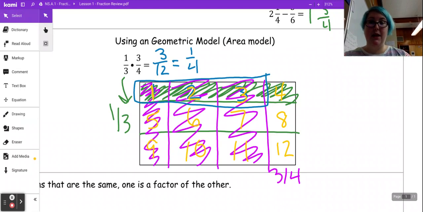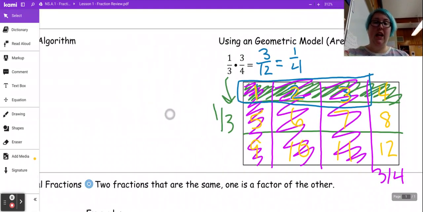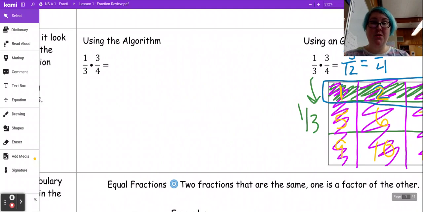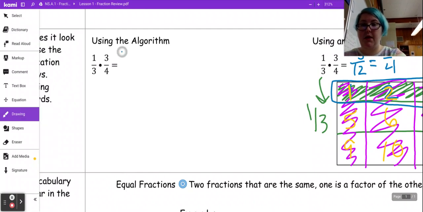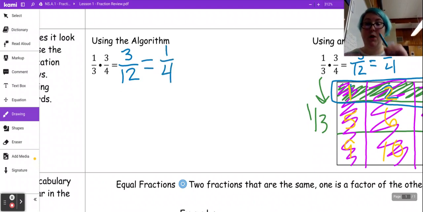Now, this is the model, the picture. We can confirm this by using our steps for multiplication. So when we multiply, we just go straight across the top, straight across the bottom. So 1 times 3 is 3. Let me get my pen back. 3 times 4 is 12. We do the exact same simplification. We get 1/4.